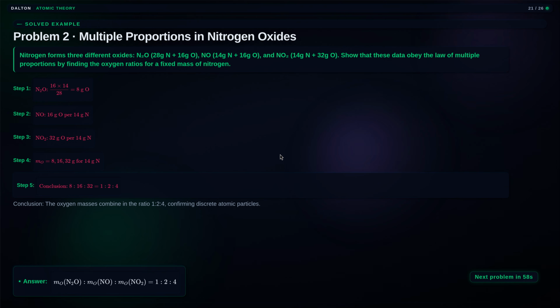Step 5. Simplify the ratio. 8 to 16 to 32 equals 1 to 2 to 4. Simple whole numbers. Conclusion. The oxygen masses combine in the ratio 1 to 2 to 4, confirming discrete atomic particles.